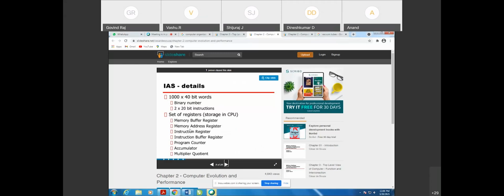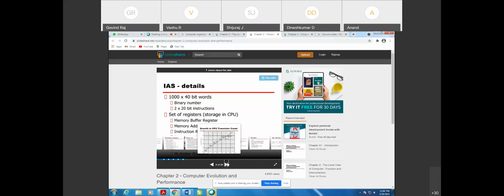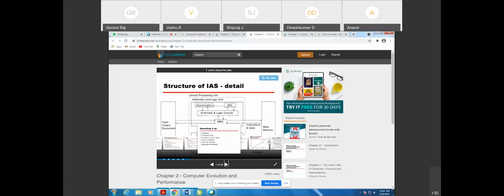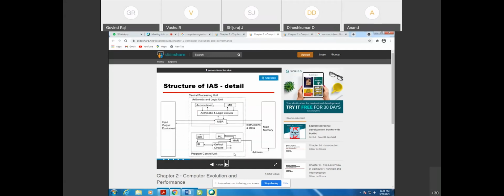Memory buffer register, address register, instruction buffer register, program counter, accumulator, multiplexer, all those things were introduced in the storage of the CPU. Okay, we will study these in detail later. What is the memory buffer register, address register, instruction register, program counter, accumulator, all those things. So this is the structure of the IAS computer.